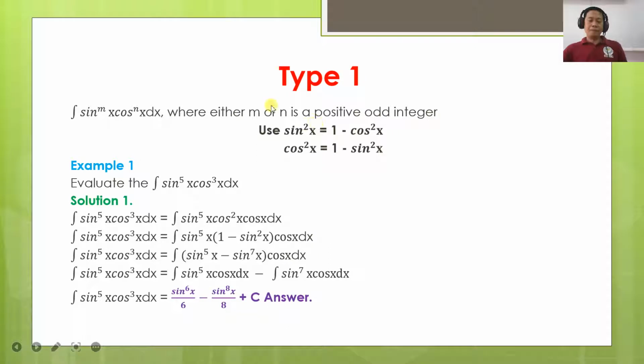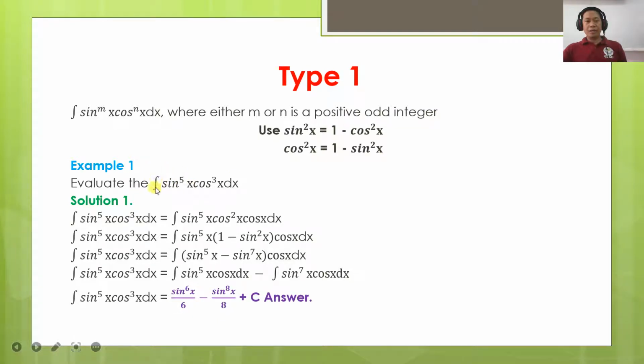So, pag napansin nyo na ganun po yung integrand natin, ito na po yung magiging solution. You're going to use sine squared x equals 1 minus cosine squared x. So, this is a trigonometric identity. And also, cosine squared x equals 1 minus sine squared x. So, let us consider this example.